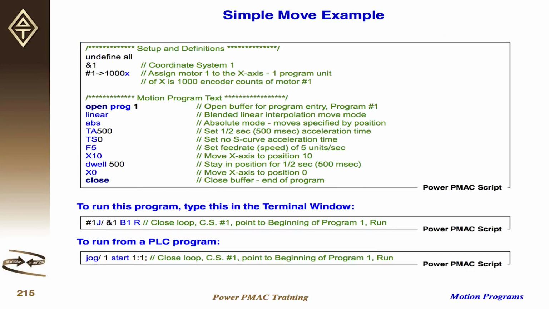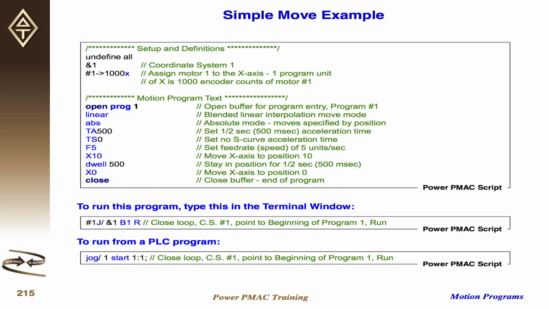All right, so here's a simple move example. Very similar to what we were doing before. Linear absolute mode. You have a single axis in X, 1,000 counts per user unit. We only want to accelerate for 500 milliseconds, no S-curve. And we want a top speed feed rate of 5 units per second. So this first part is just configuring the motion parameters.